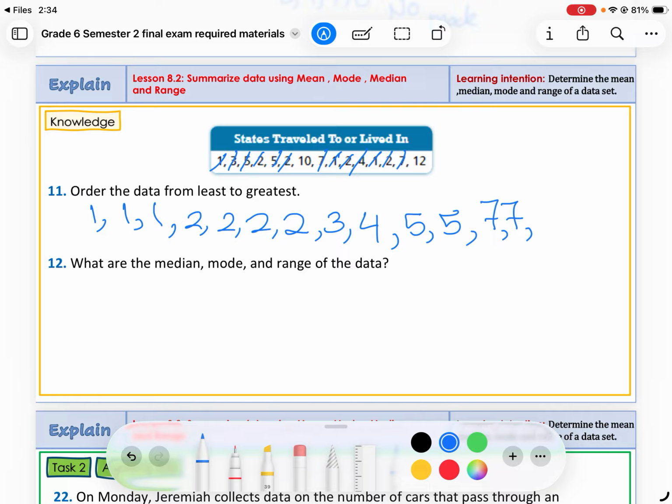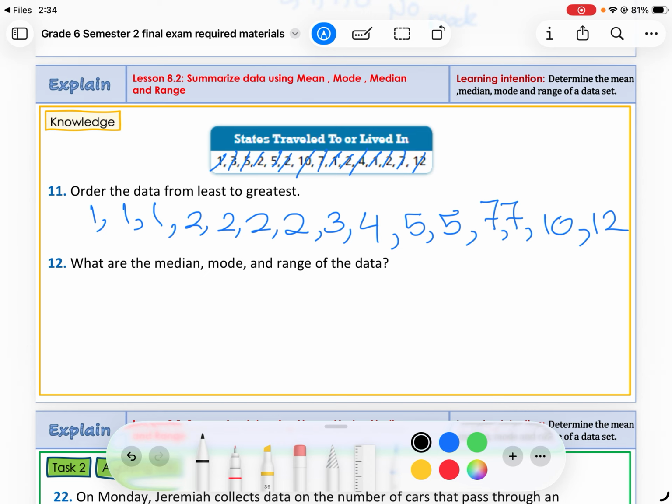Okay, next one, we have a 10. And finally, we have a 12. Okay, so write and cross, the easiest way, so you guys don't repeat any number or forget any number. Now I have this data set. I'm going to use it now to find my median. So let's start with the median.